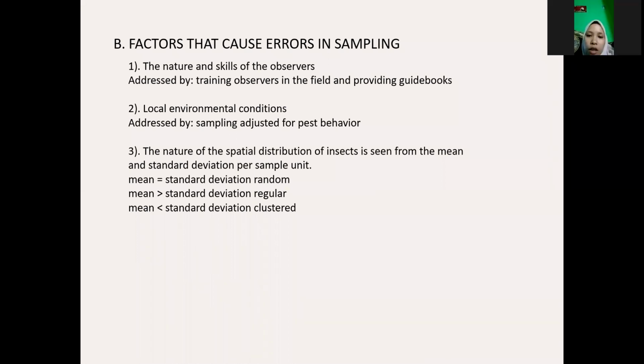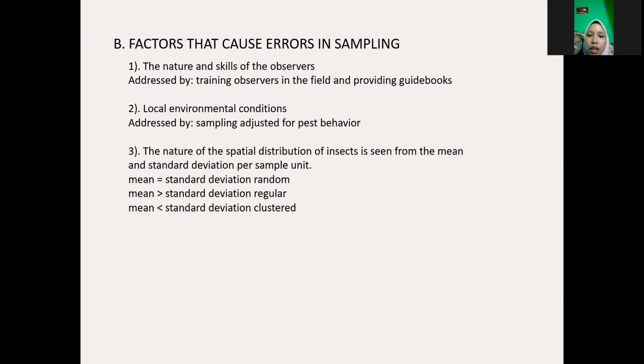B. Factors that cause error in sampling. Number one is the nature and skills of the observers, addressed by training observers in the field and providing a guidebook. Number two is local environmental condition, addressed by adjusting sampling for pest behavior.